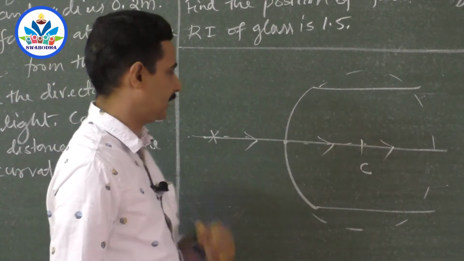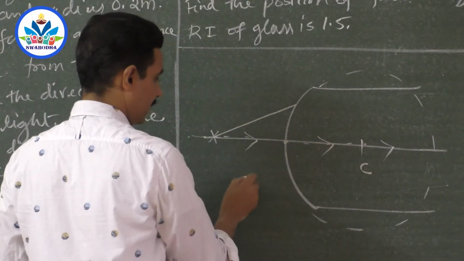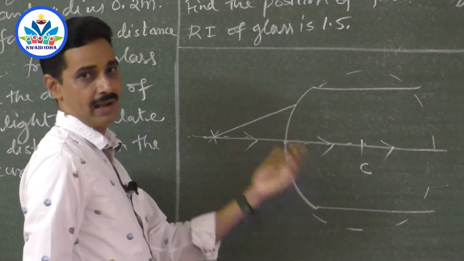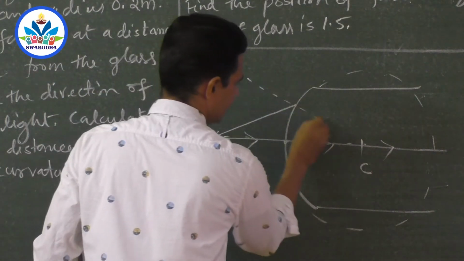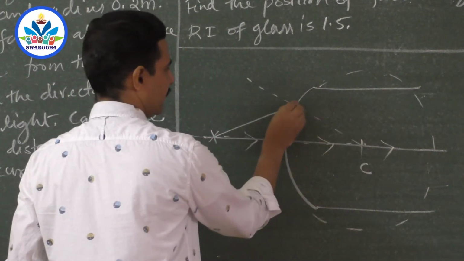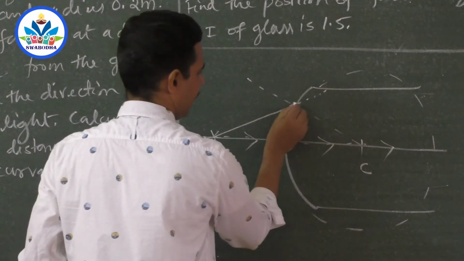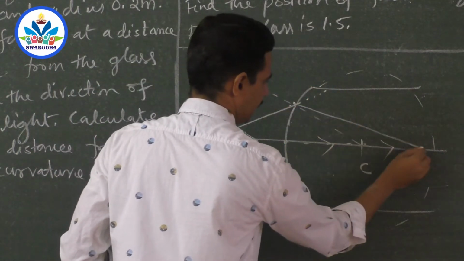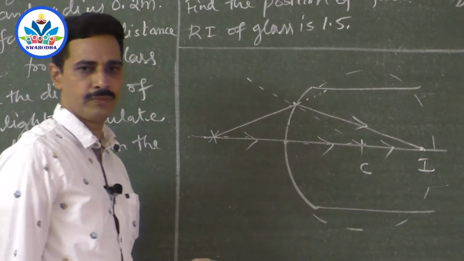It passes undeviated. Another ray of light incident like this bends, as it is moving from rarer to denser medium, say air to glass. Then it should bend towards the normal. Where is the normal? Normal is here. Any line passing through the center at this point is the normal to this surface. So this ray of light, which was moving like this, bends towards the normal and meets the principal axis here. So this is the image, right? That is what we have followed.